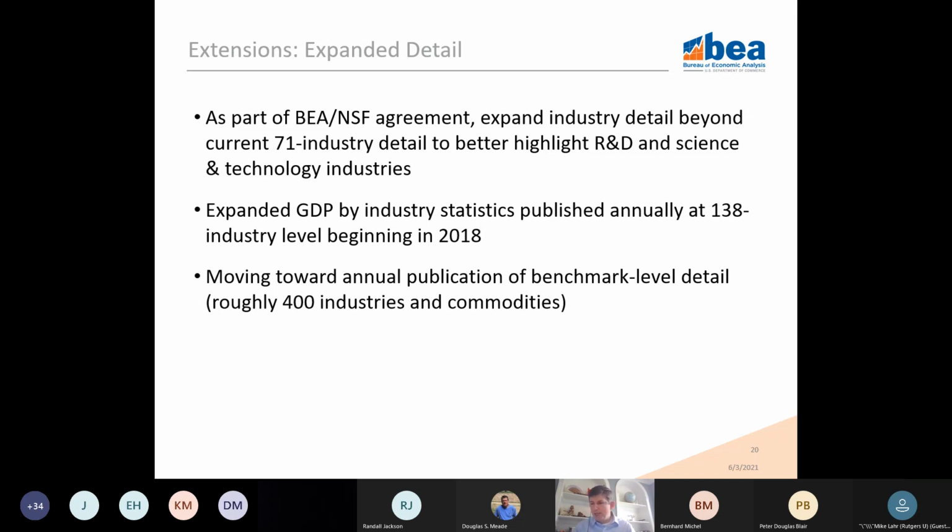Ultimately, though, we would like to publish these data along with the full suite of input-output products at roughly a 400 industry level of detail on an annual basis, which is equivalent to the level at which we publish our benchmark tables every 5 years. So that's the long-term vision that we're working towards, step by step.